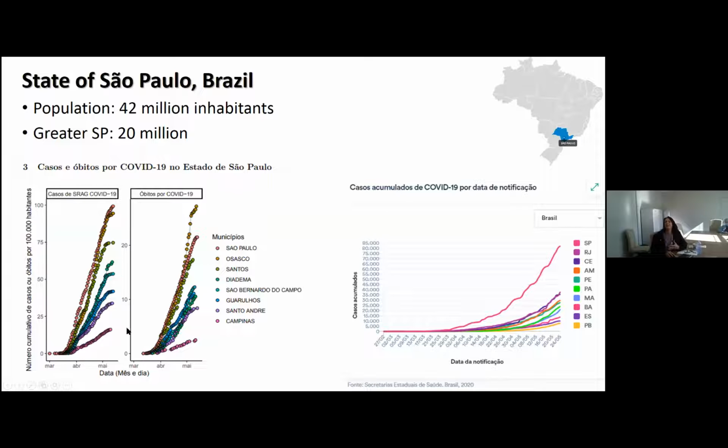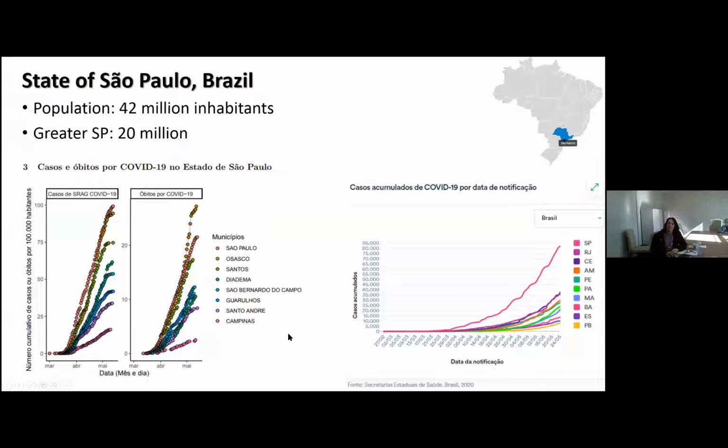This is the state which is mostly affected, also because it has the largest population in the country. And these are the main cities of the state of Sao Paulo, mainly the greater Sao Paulo, the larger Sao Paulo, and this is the situation, an important growth over time.